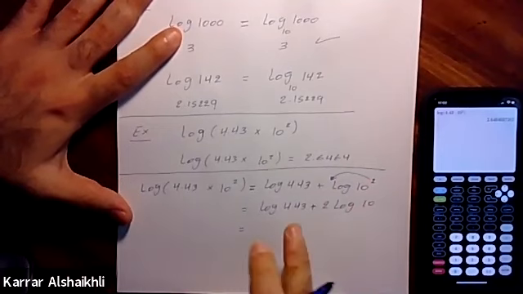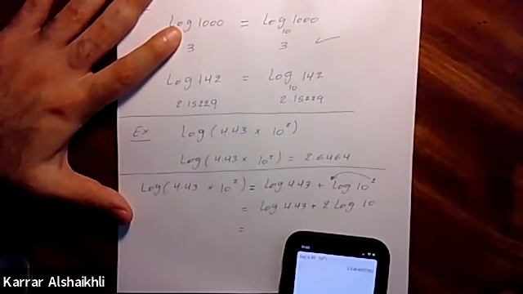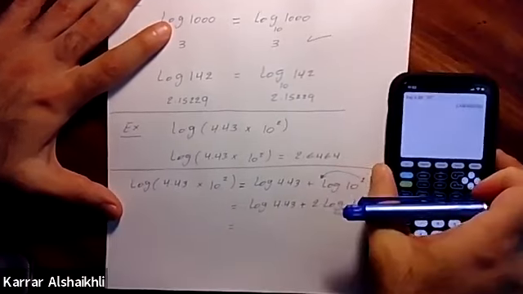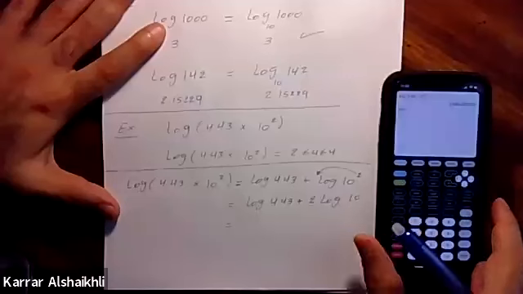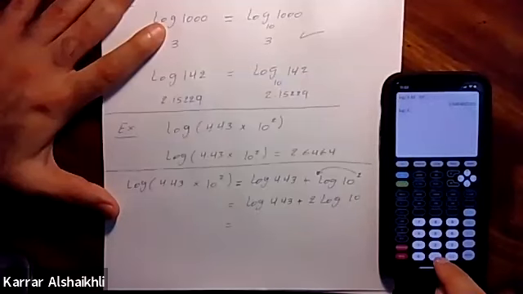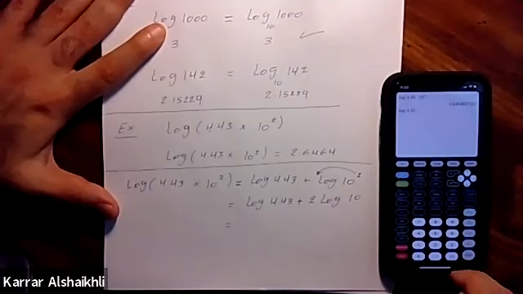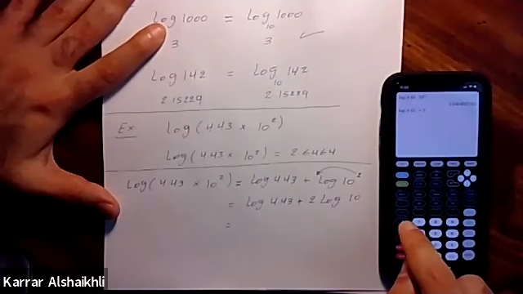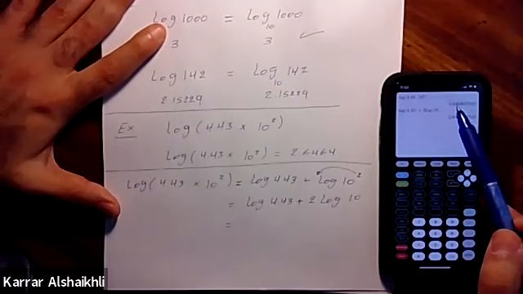Now, if you plug in this one plus 2 times this one in the calculator, it's going to be the same result. Let's do it here: log 4.43, close the parentheses, plus 2 log 10, close the parentheses. It's going to be exactly the same result here.